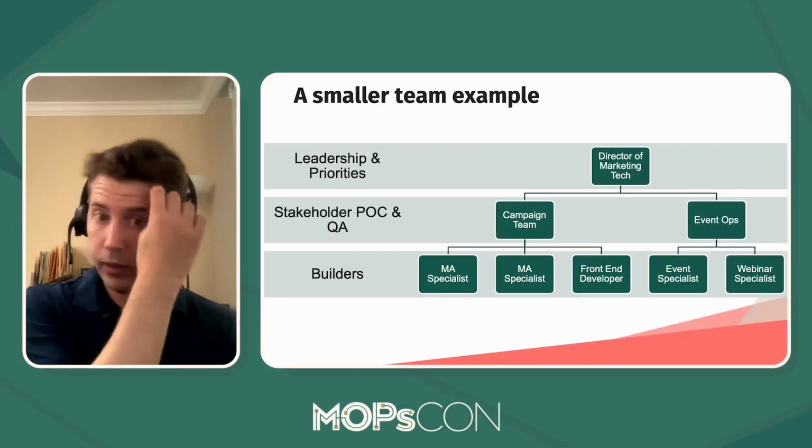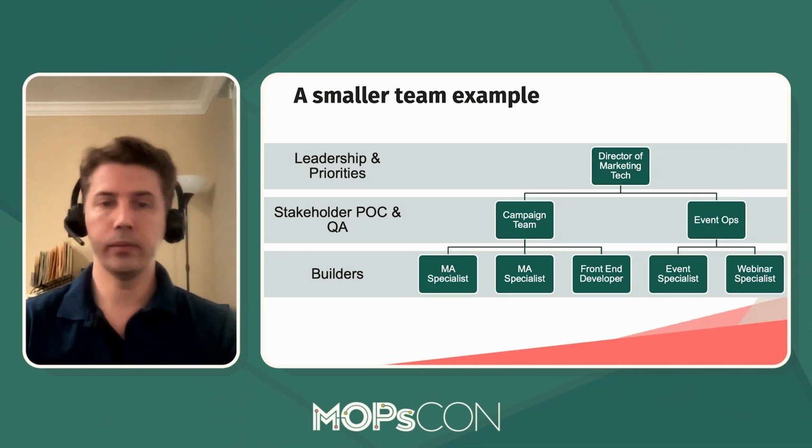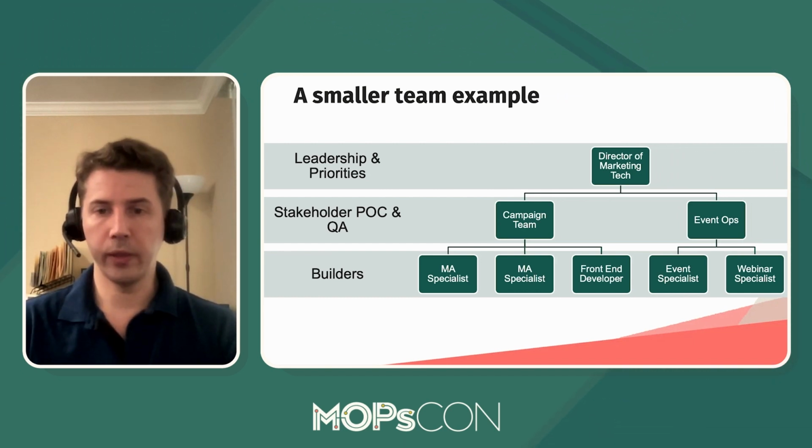Now, a smaller team, it could be 1 or 2 people where you're doing both platform and production work. It could be something like this where you have a director of marketing technology or ops, and you might have a couple of people on campaigns specifically assigned to that. And you might have a platform team as well.